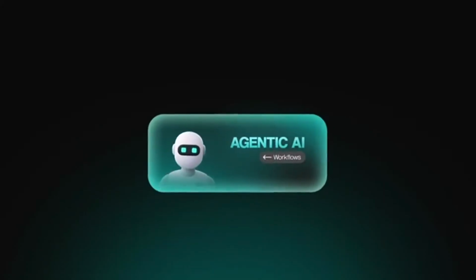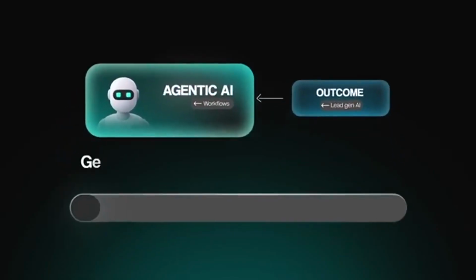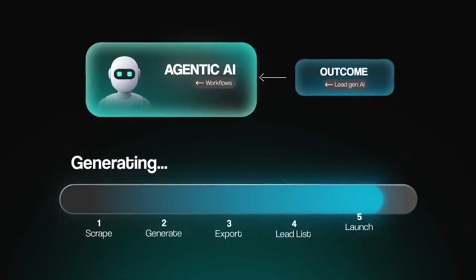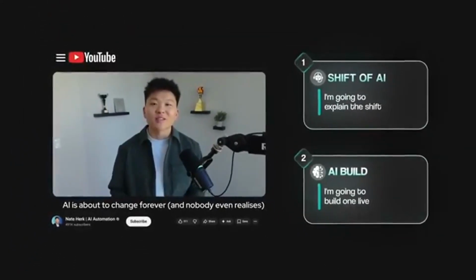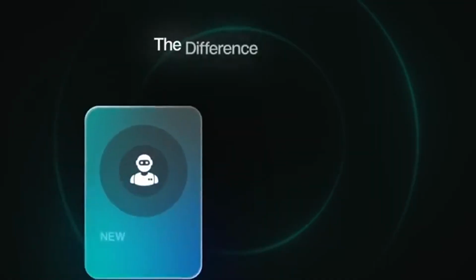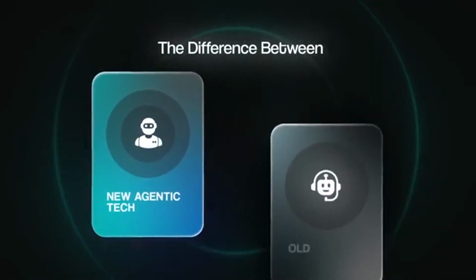But agentic workflows are different. You basically give them an outcome, not just a flow, and they figure out the steps by themselves. So in this video, I'm gonna explain the shift, and then I'm gonna build one live so you can see just how practical it already is. So let's first take a look at the difference between the new agentic tech versus the old way of doing things. So what does agentic actually mean?